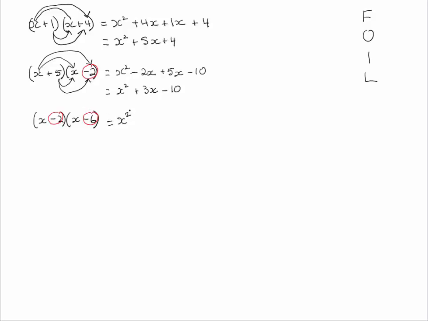Outside, x times minus 6 is minus 6x. Inside, minus 2 times x is minus 2x. Last, minus 2 times minus 6. A negative times a negative is a positive, and so I have plus 12. Collecting my like terms, x squared minus 6x minus 2x, that gives us minus 8x plus 12.